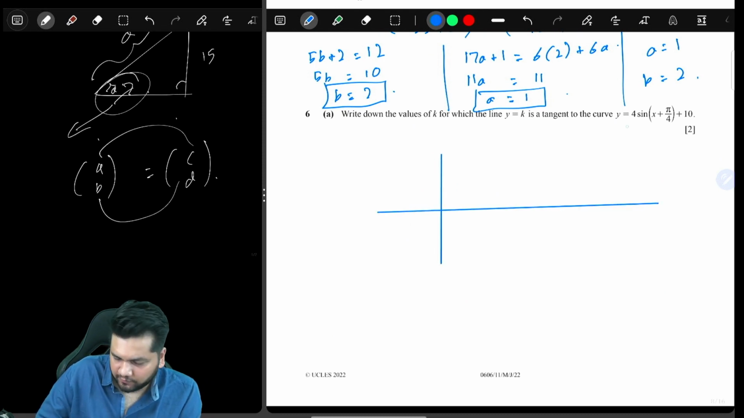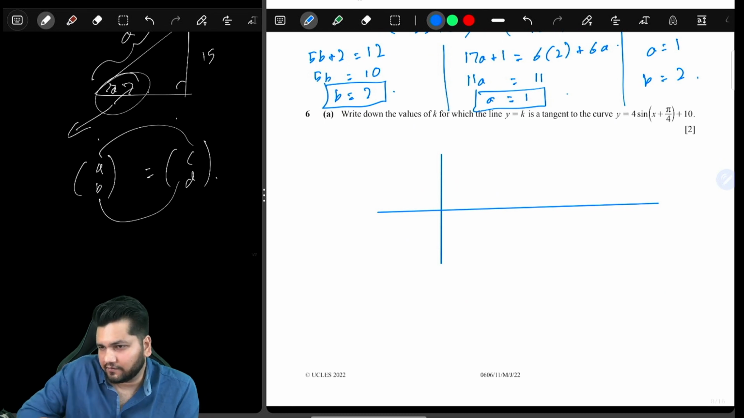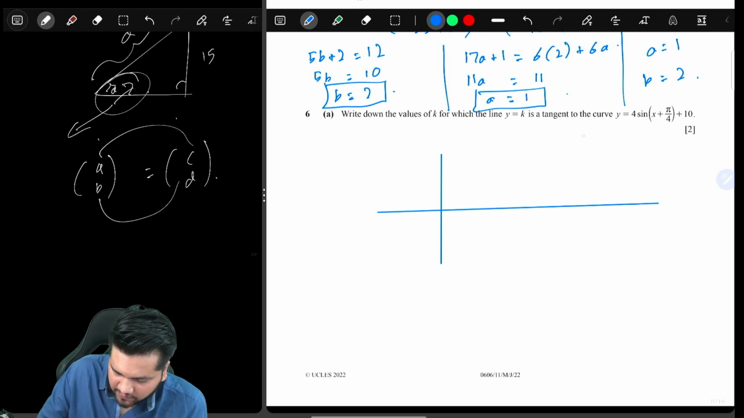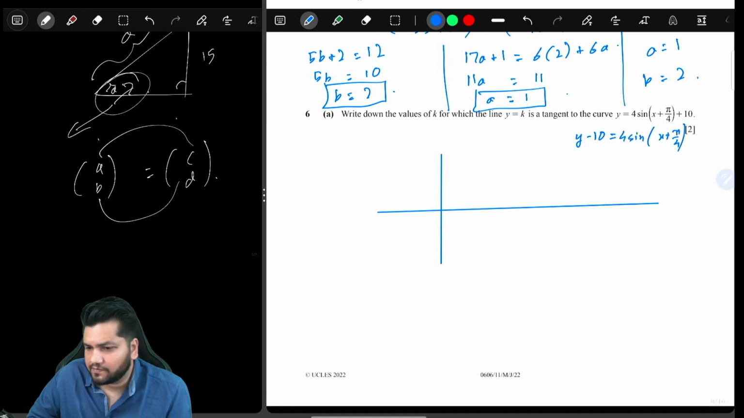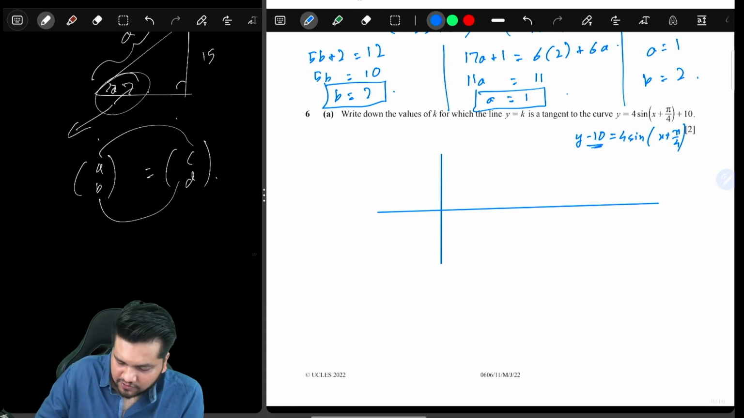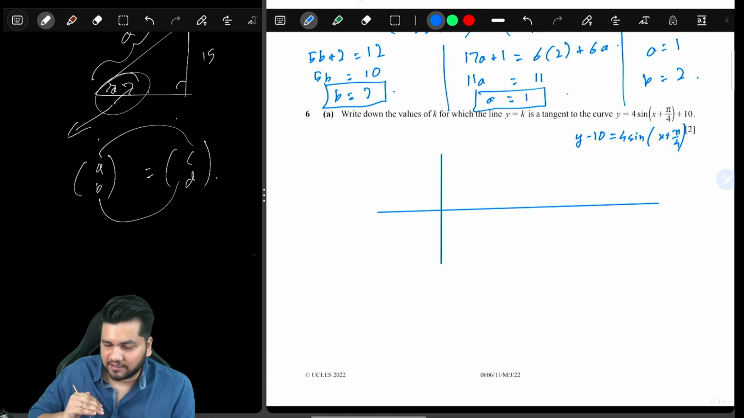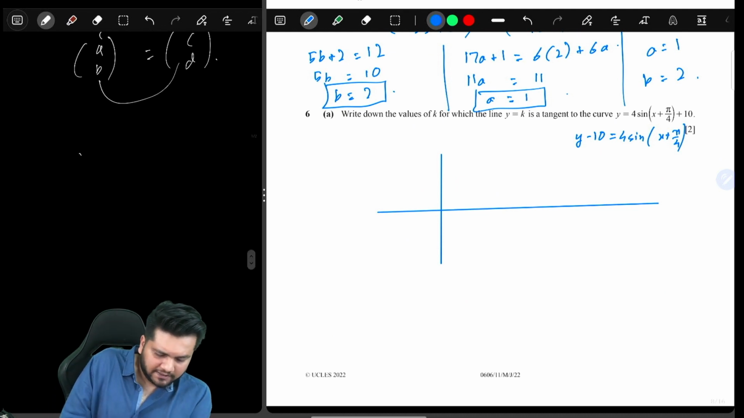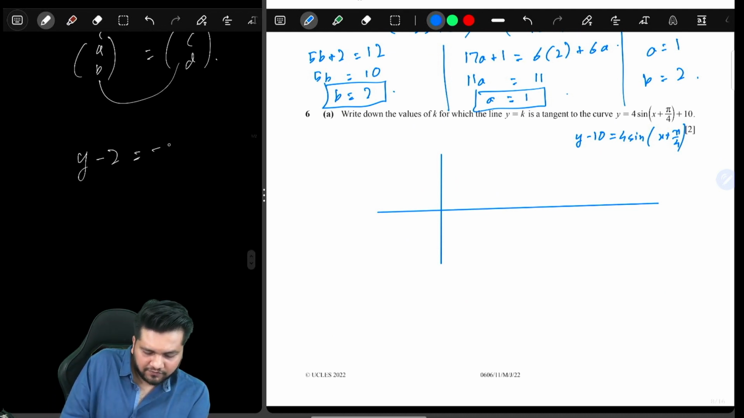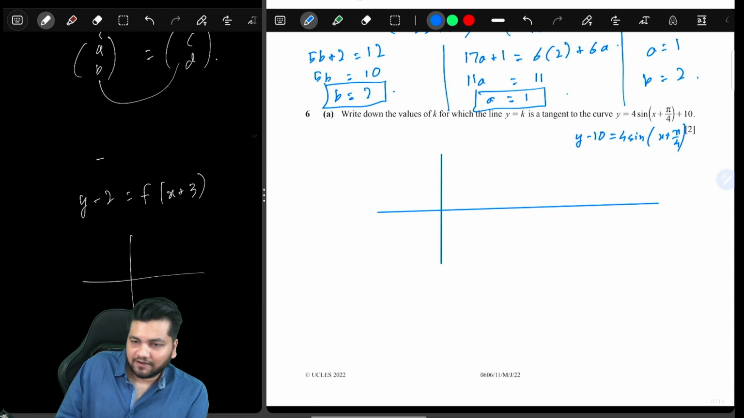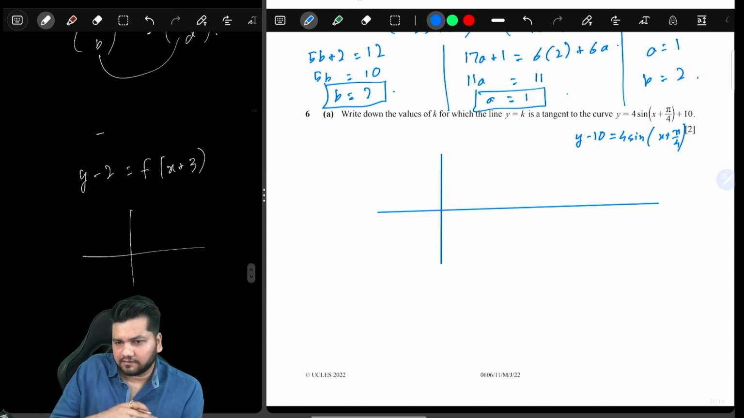So here we'll have to draw a rough diagram for this one. This equation can be written as y minus 10 is equal to 4 sin(x plus pi by 4). As I said, no need to worry about this pi by 4 thing. So here y minus 10 will decide the principal axis. Generally I say it like this: whenever it is y minus 2 is equal to f of x plus 3, that means the design will remain the same. This is valid for quadratic, cubic, logarithmic, everything.